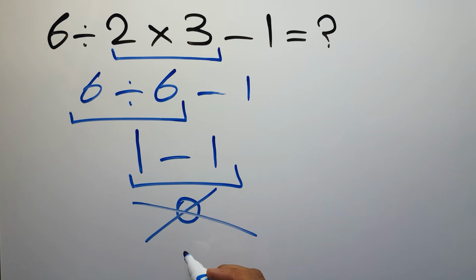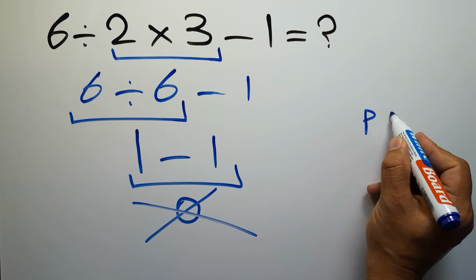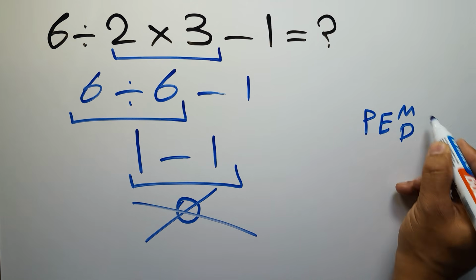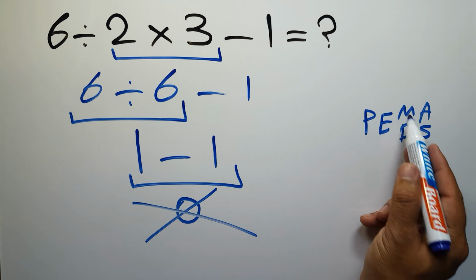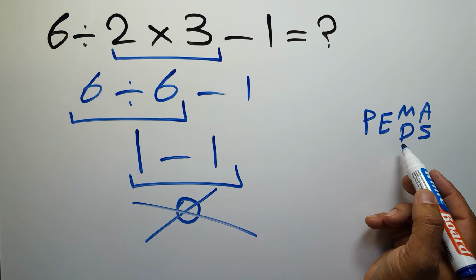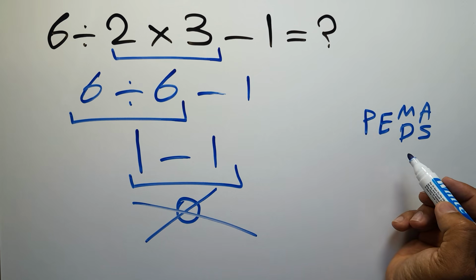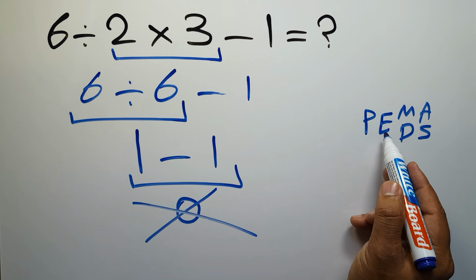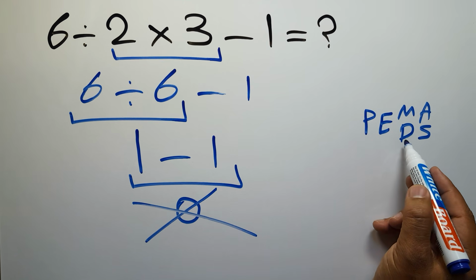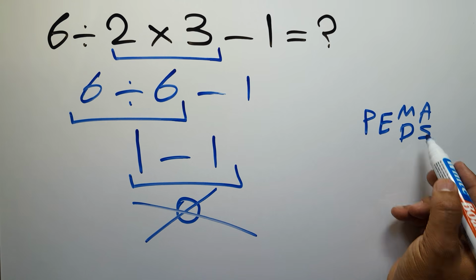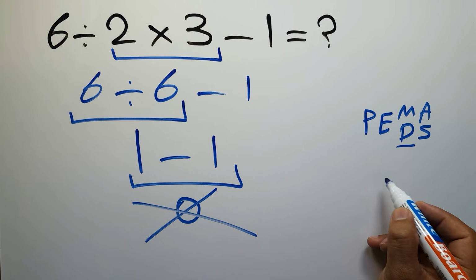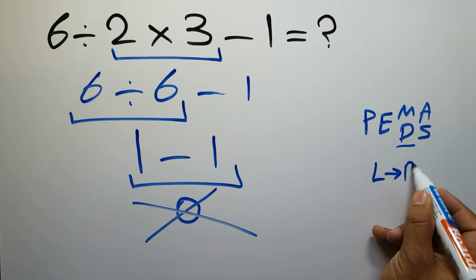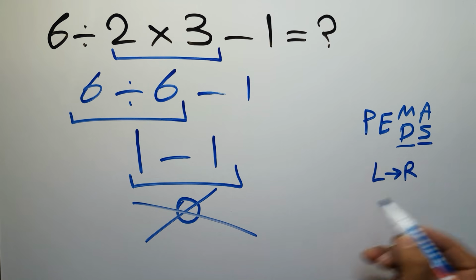Because according to the order of operations, which is PEMDAS, P stands for parentheses, E stands for exponent, M and D stand for multiplication and division, and A and S stand for addition and subtraction. First, we have to do parentheses, then exponent, then multiplication or division, and finally addition or subtraction. Remember that multiplication and division have equal priority and we have to work from left to right. And the same applies to addition and subtraction.